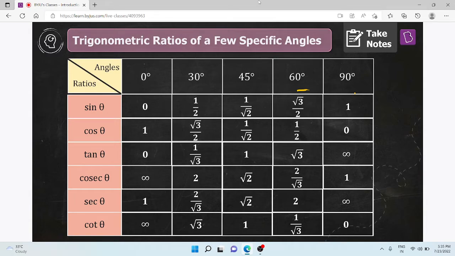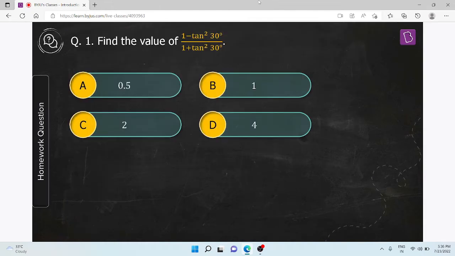Okay, so friends, now let's solve some interesting homework questions from this topic. Students, the first homework question is: find the value of (1 minus tan squared 30 degrees) by (1 plus tan squared 30 degrees). And you have four options: 0.5, 1, 2 or 4. Students, try to solve this and tell me the answer.